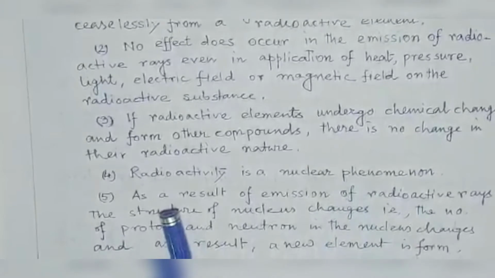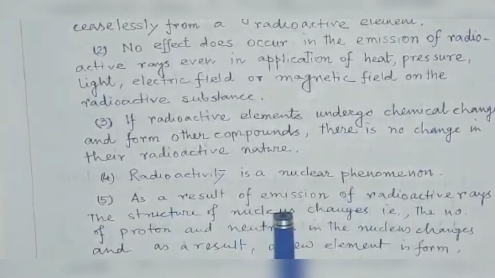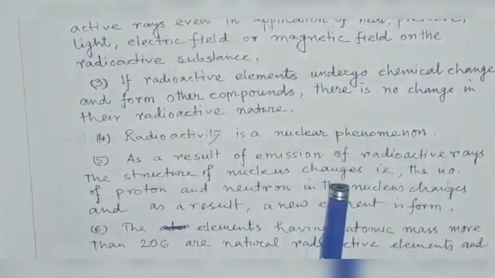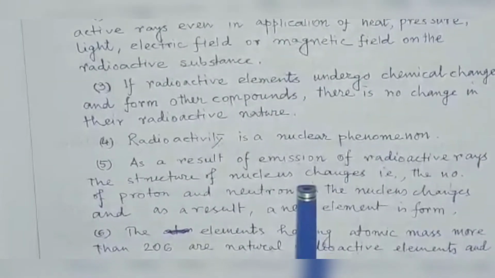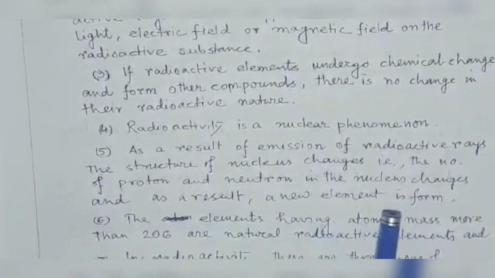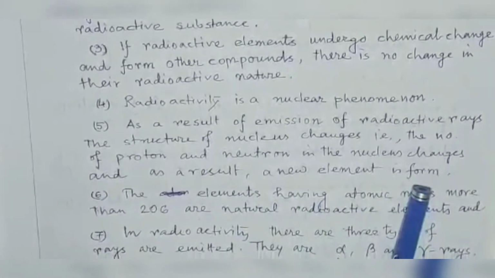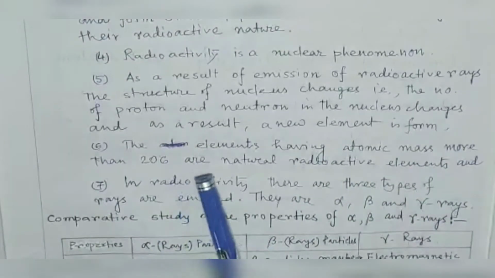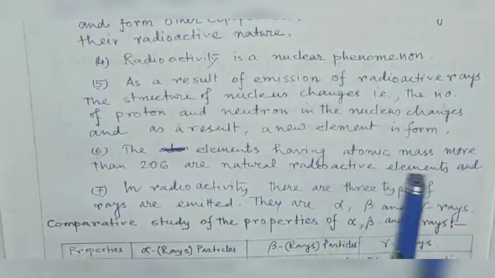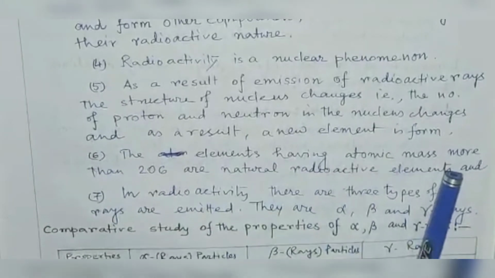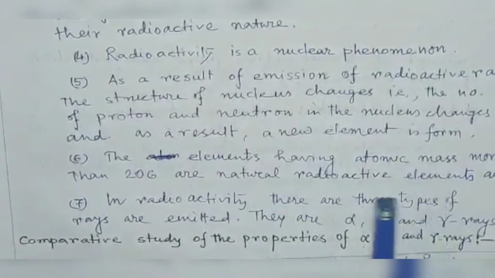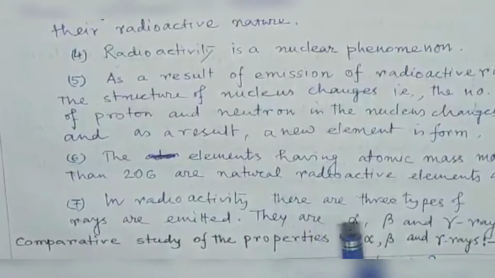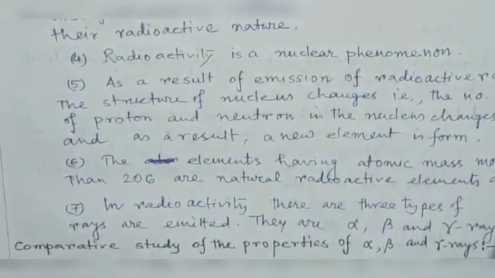Number five, as a result of emission of radioactive rays, the structure of the nucleus changes. That is, the number of protons and neutrons in the nucleus changes. As a result, a new element is formed. Number six, the elements having atomic mass more than 206 are natural radioactive elements. And the last point is, in radioactivity, three types of rays are emitted. They are alpha, beta and gamma rays.